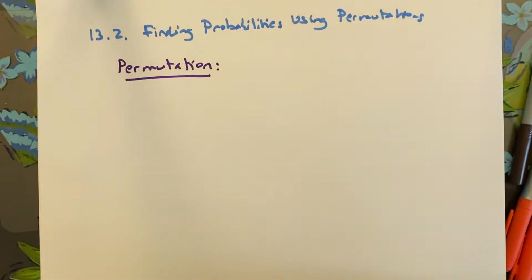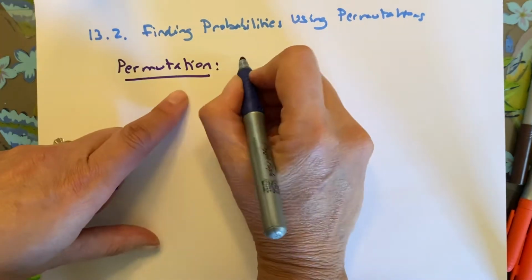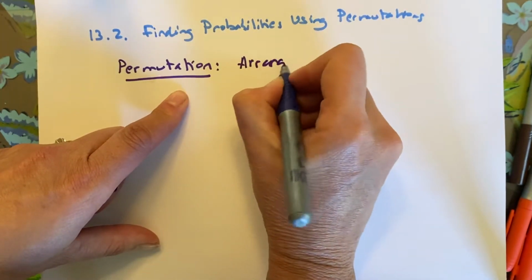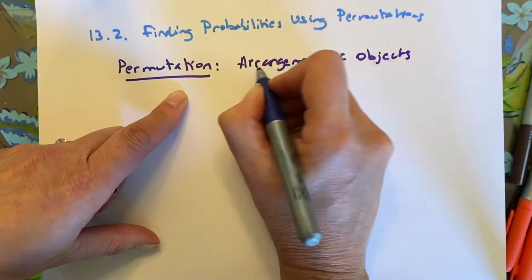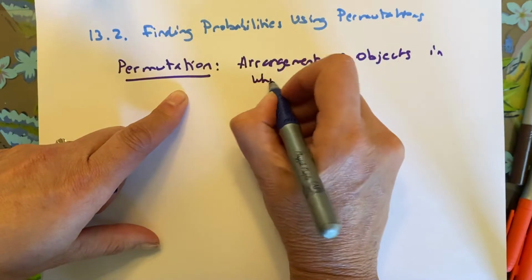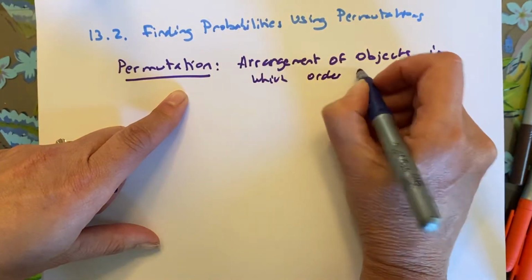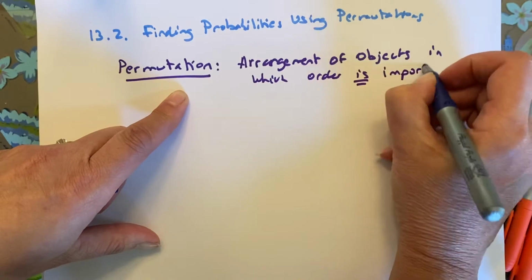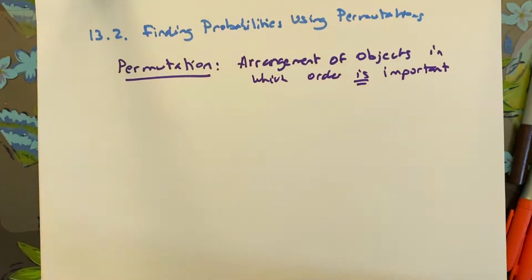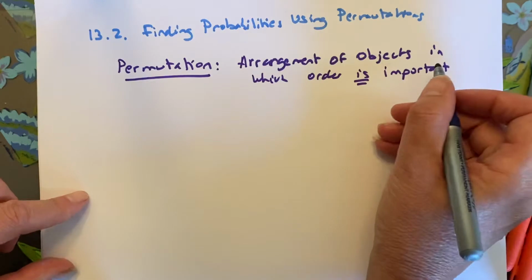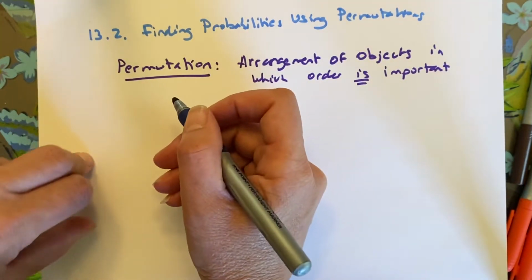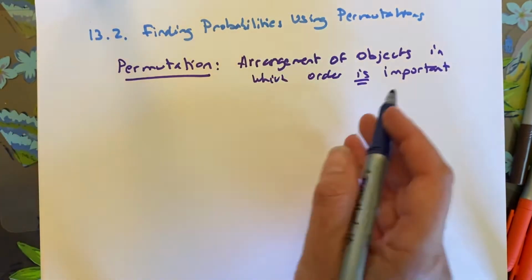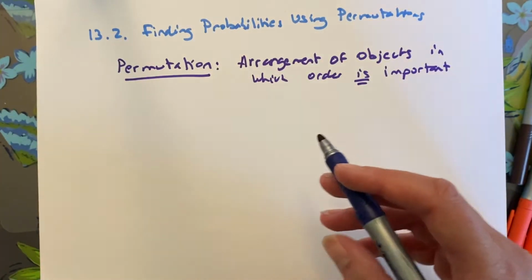A permutation is an arrangement of objects in which order is important. So this is the most important thing, because in the next section we're going to talk about a combination. A combination is very different. Order is not important in a combination, but in a permutation it is.